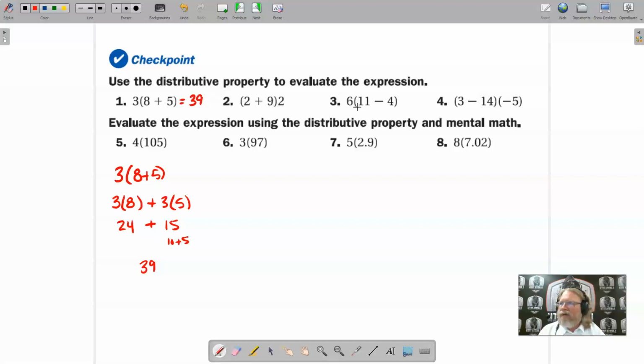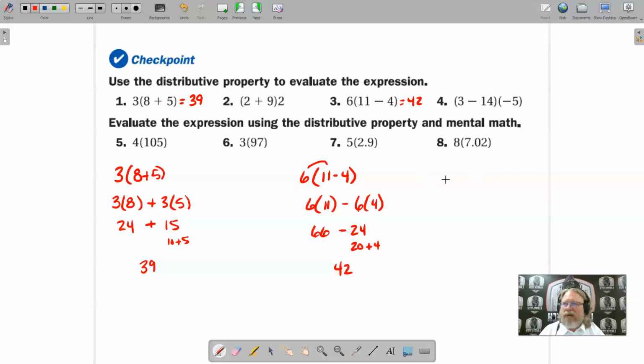Let's squeeze in another one from number 3. Let's do 6 times the quantity of 11 minus 4. So let's distribute the 6 into the 11 and have 6 times 11. And that's going to be subtraction because we have subtraction inside the parentheses. And 6 times the 4. So 6 times 11 is 66, minus 6 times 4 is 24. So now 66 minus 24. Well, let's think of 24 as 20 plus 4. 66 minus 20 is 46. Minus 4 more is 42. So this one here would equal 42.